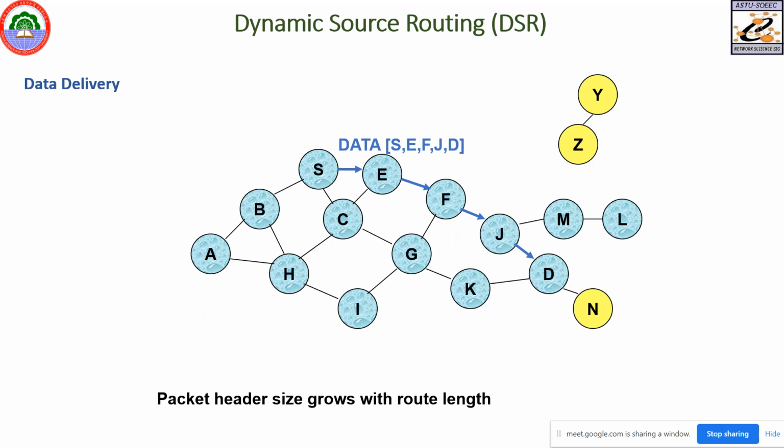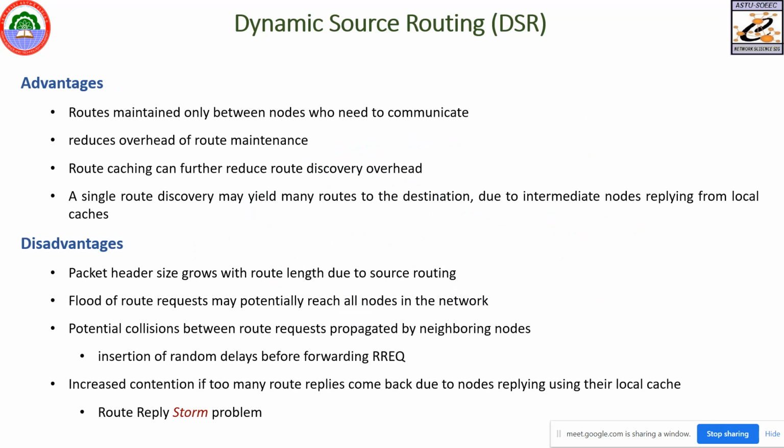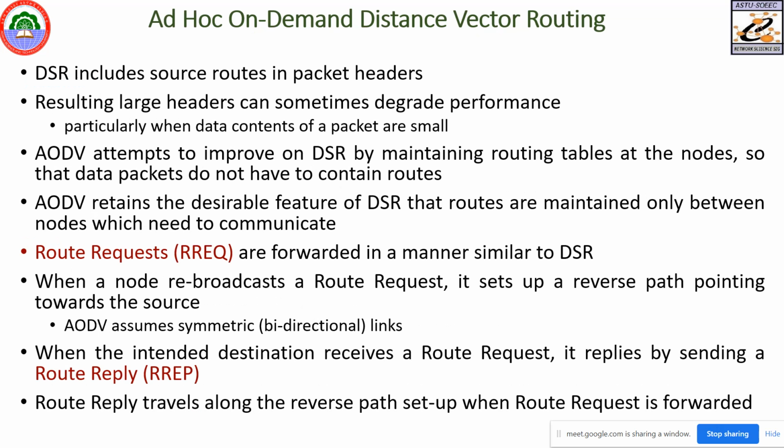Once the route reply is received by the source, data is transmitted through the same path. All the packets are transmitted through this particular path, and once all the packets are transmitted, the transmission ends. These are the advantages and disadvantages we have for DSR.